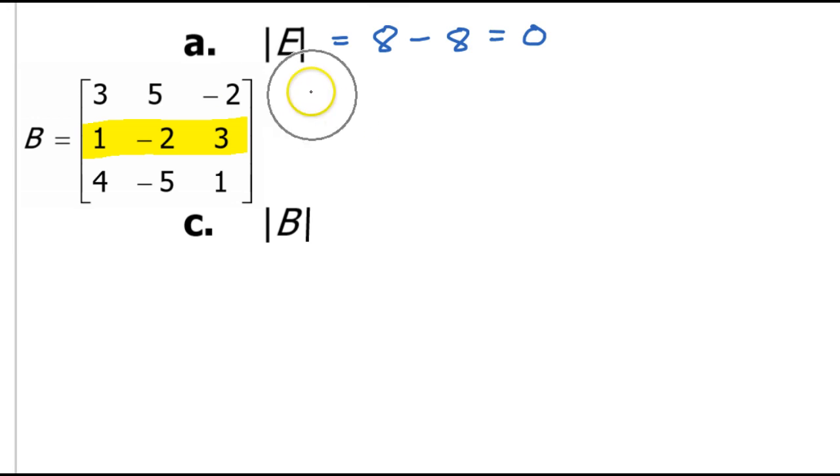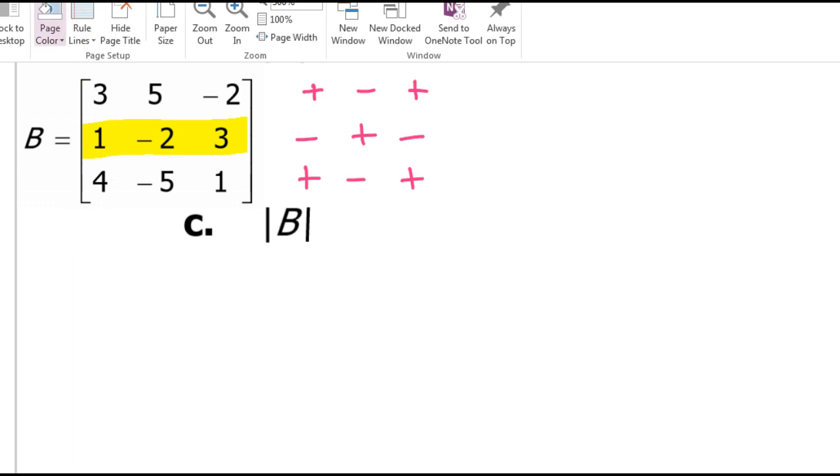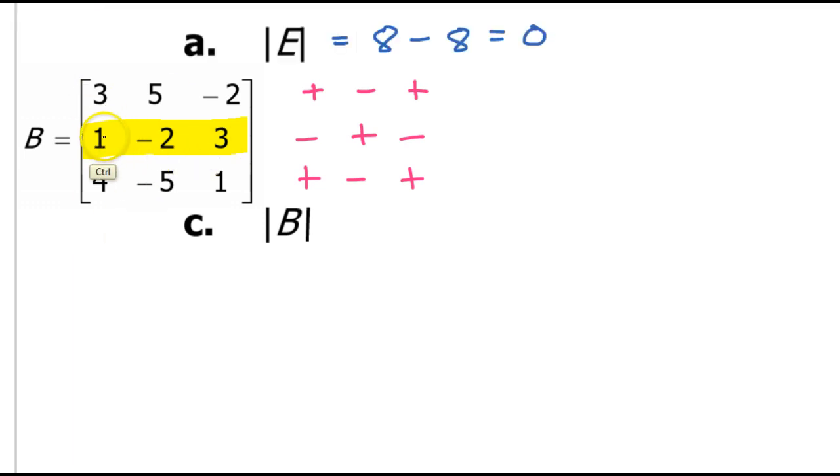Now, in the back of my mind, I'm keeping this pattern of signs in mind. Plus, minus, minus, minus, and plus, minus, plus. This tells me what to do with these numbers. A minus means do the opposite sign. A plus means keep the sign the same. So these cofactors, the 1, negative 2, and 3, are called cofactors. And because of the minus, I'm going to put a negative 1 in front.